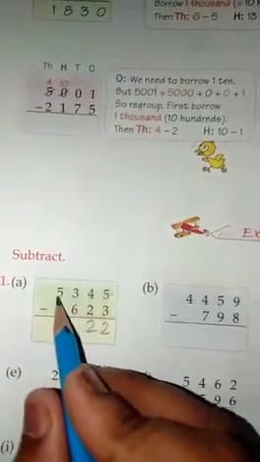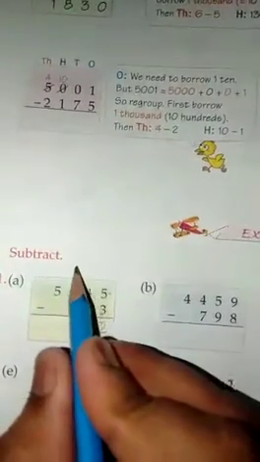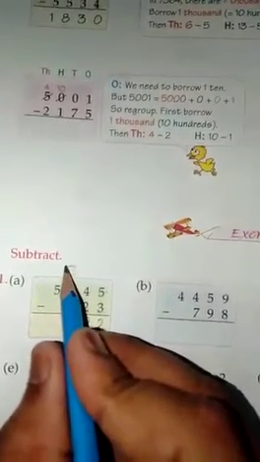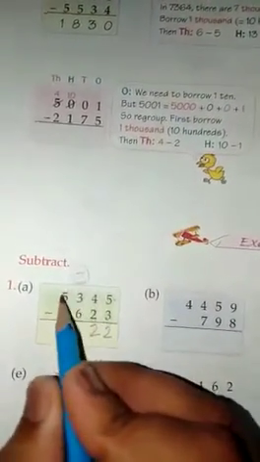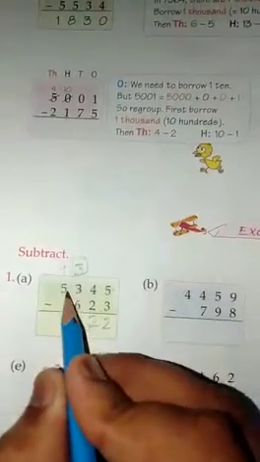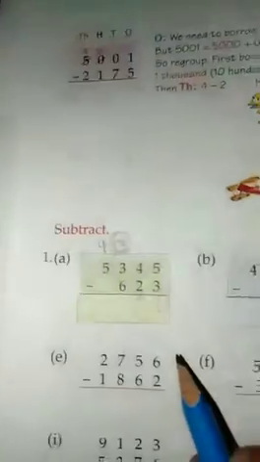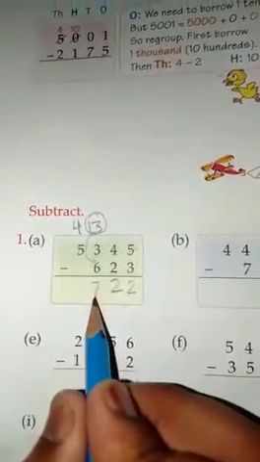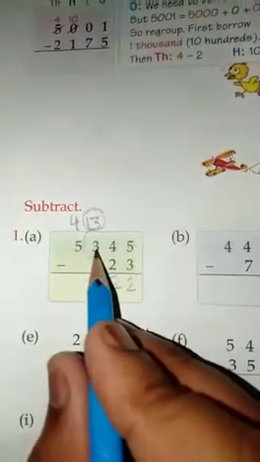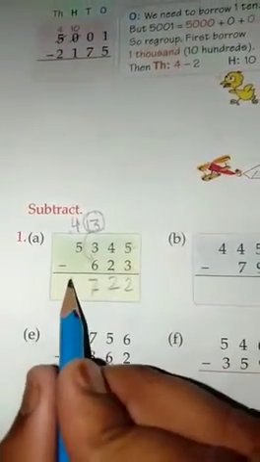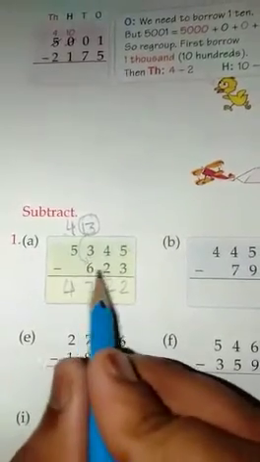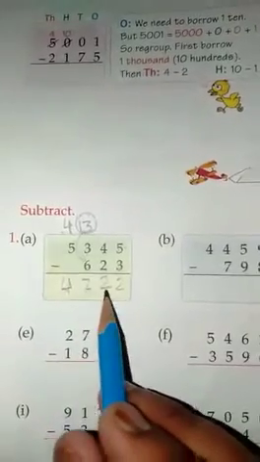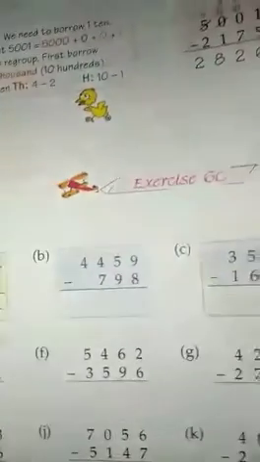Now we will take borrow from thousands place. So it is 3. We will write here 3. It will be 13, and it will be 4. So 13 minus 6 is equal to 7. So we will write here 7 in hundreds place. And it is 4. So we will write here 4 in thousands place because it is a 3-digit number. It is 4,722. Now we will do question number B.